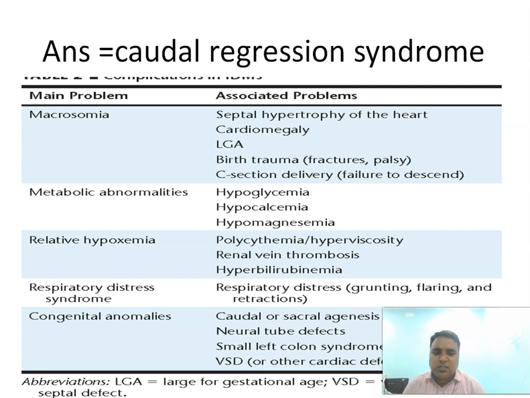Respiratory distress syndrome is common because surfactant synthesis will be hampered, and that can cause respiratory distress syndrome. Congenital anomaly, the most specific is caudal regression syndrome. Other neural tube defects we can also get, small left colon syndrome, and some heart diseases like VSD, TGA, and conotruncal malformation.